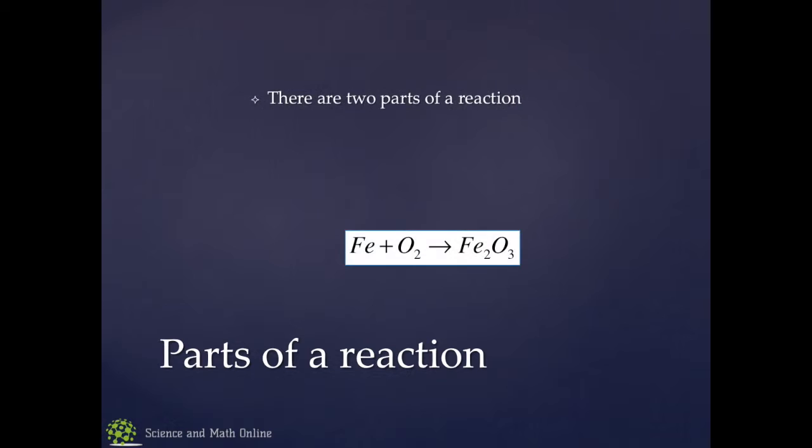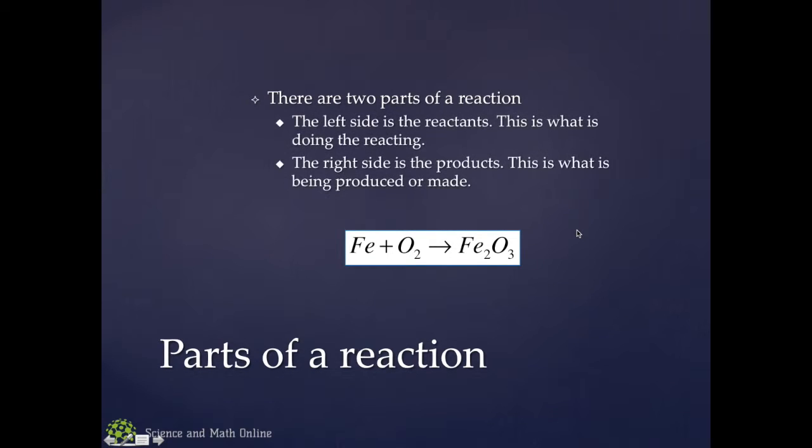So, parts of a reaction. There are two parts of a reaction: the left side of the arrow, this side over here, and the right side of the arrow. The left side is called the reactants. It's what's doing the reacting. And then the right side is the products. It's what's being produced or being made. Okay? So reactants and products.